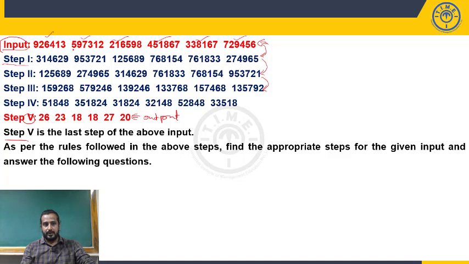926413, 597312, 216598, 451867, 338167, 729456: we don't have these numbers in step 1, right. So we can say that the elements present in the input and the elements present in step 1 are completely different. When it is completely different, you need to identify how the changes happened. The changes happened in all these 6 numbers, so how did they happen?